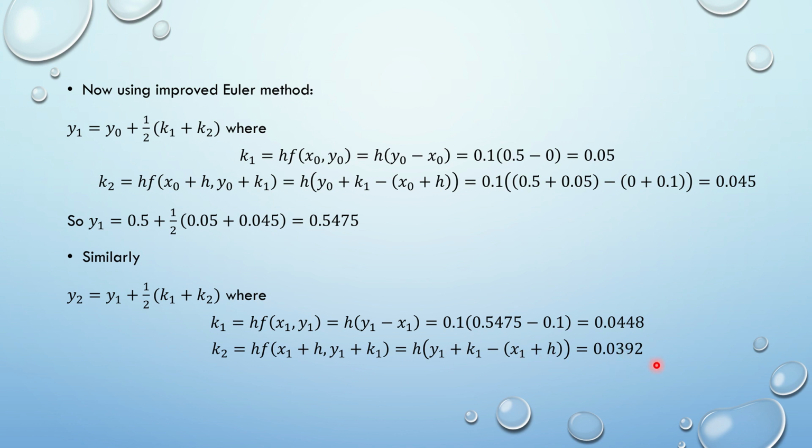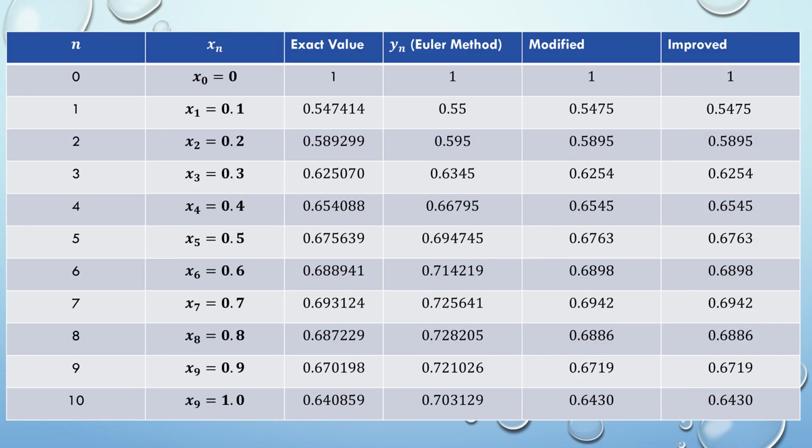Now putting these values in this formula to get y1, which is 0.5475 from here, that's the y1, plus 0.5 into this, k1 is obtained from here, k2 is obtained from here, that gives you 0.5894. Okay, sorry, again it's a mistake, this is 1 by 2, 1 by 2, 1 by 2, it's not 0, 1, 1, 1.